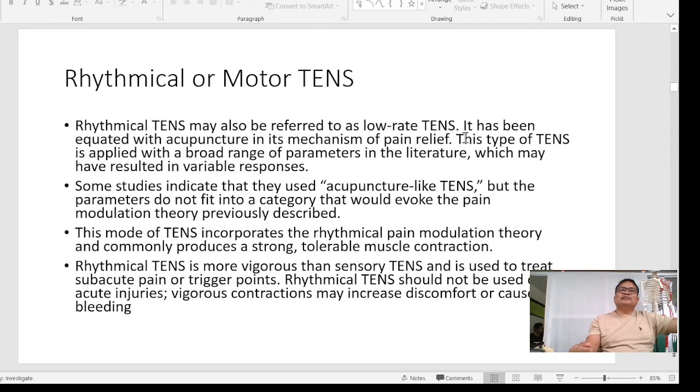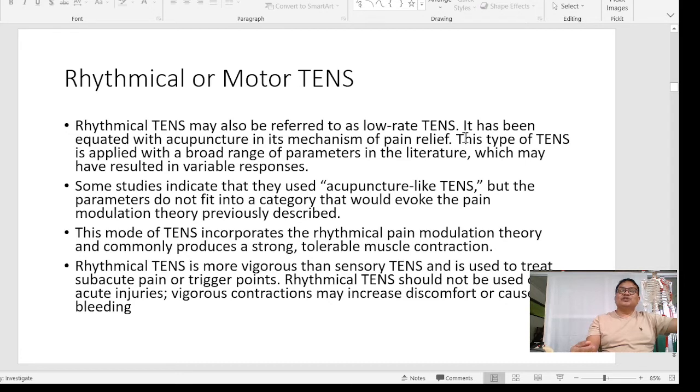So rhythmical TENS is more vigorous than sensory TENS. It is more vigorous because of the muscle contraction. Every time it fires, the muscle contracts. It is used to treat subacute pain or trigger points.